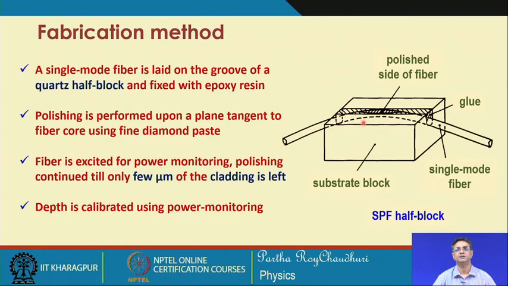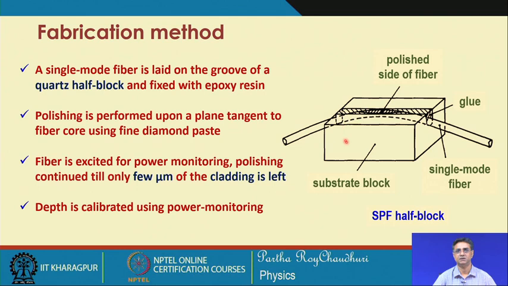The fabrication method is that you take a quartz substrate block and make a groove, in which you place an optical fiber, then put some epoxy resin, and then this top part is polished. Polishing is performed upon a plane which is tangential to the fiber core using fine diamond paste.